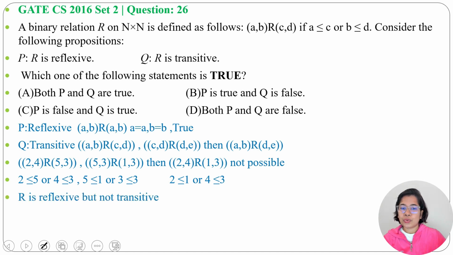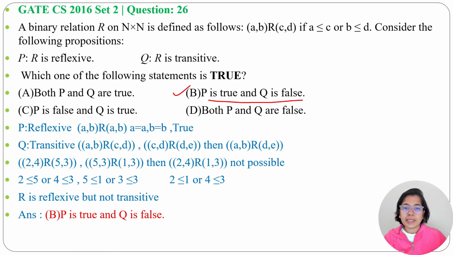It means P is true, Q is false. It's present in option B, P is true and Q is false. I already discussed reflexive and transitive relations during the lecture.